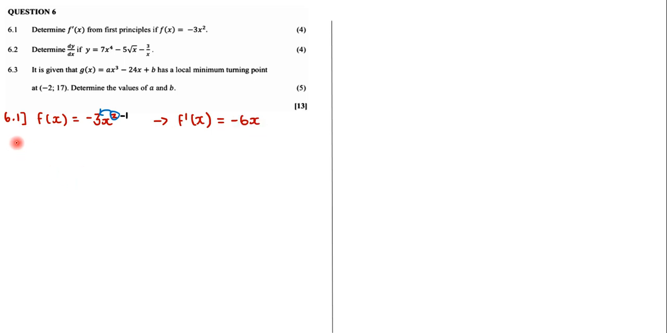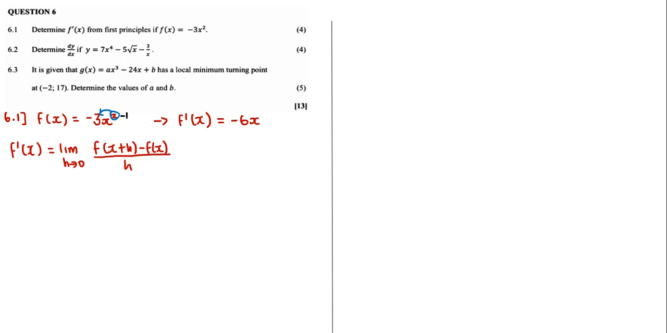So now we're going to go straight into our first principles. Now with the first principles, you don't have to memorize this formula. You're going to be given it on your formula sheet. If they don't provide it, please ask that they give it to you. So the formula here is the limit as h approaches 0 of f of x plus h minus f of x over h. Alright.